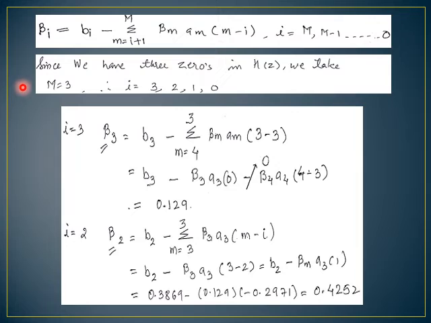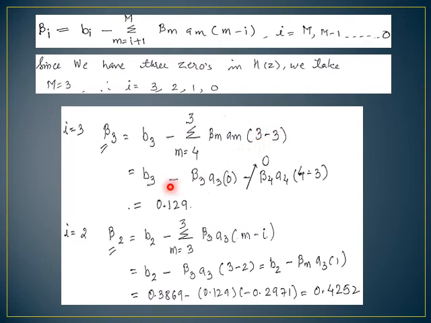Now, for I equal to 3, as the value of M is 3, we will be starting with I equal to 3. So beta 3 is equal to b3 minus the summation of M equal to I plus 1 to M. So the value of I is 3. If I substitute I as 3, I get M equal to 4 to 3, wherein I am keeping beta M and AM as they are, and this term will become 0.